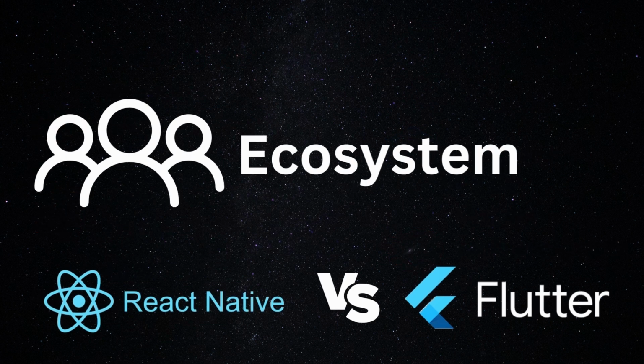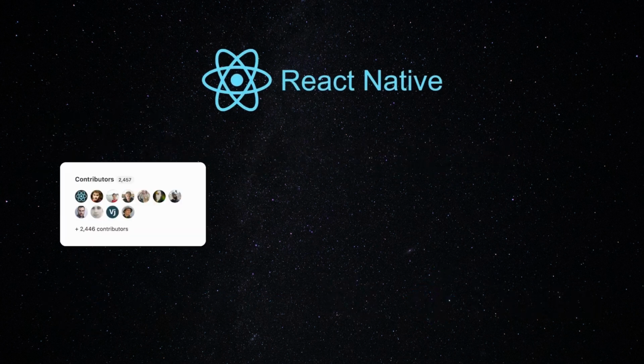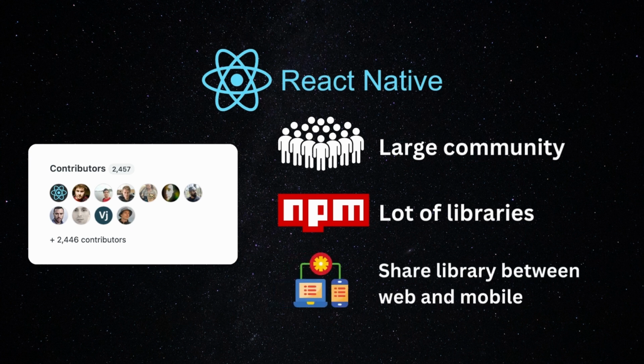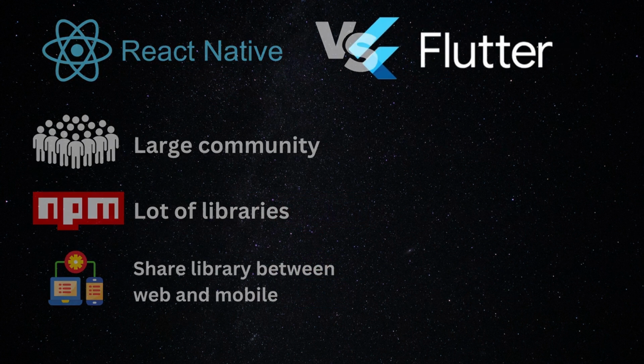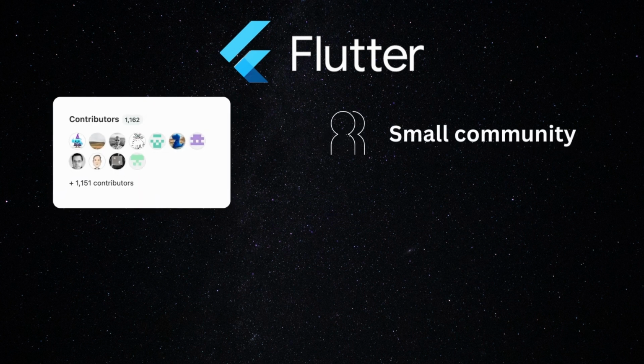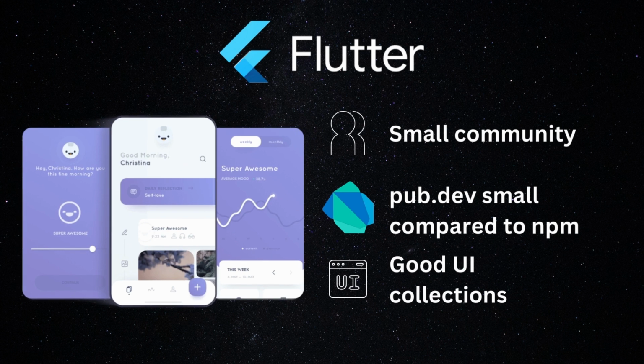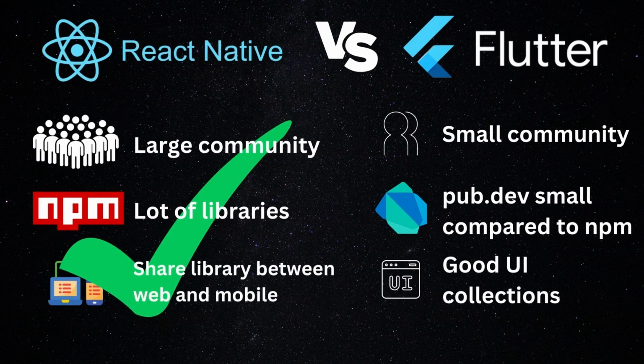Let us look at the ecosystem. React Native has a large community and a lot of libraries listed on NPM. You can use some libraries shared between your web and mobile apps. On the other hand, Flutter has a small community when compared with React Native. Flutter also has pub.dev, which is similar to NPM. This is small compared with NPM and it is relatively new. Flutter also has a very good collection of UI libraries. Here, the clear winner is React Native.